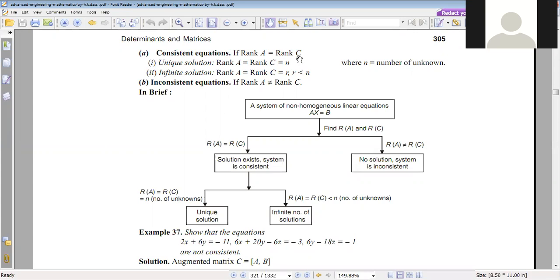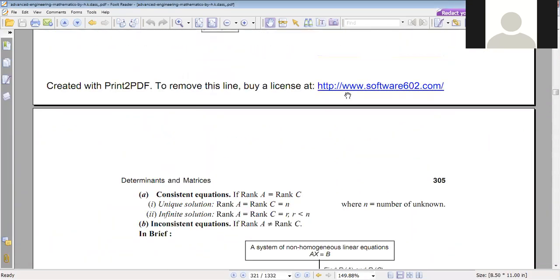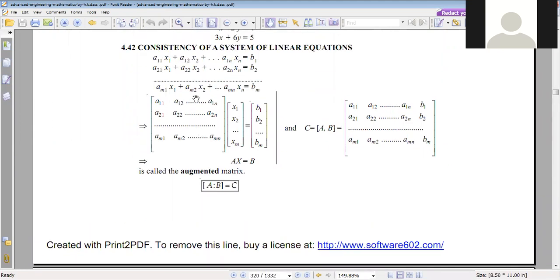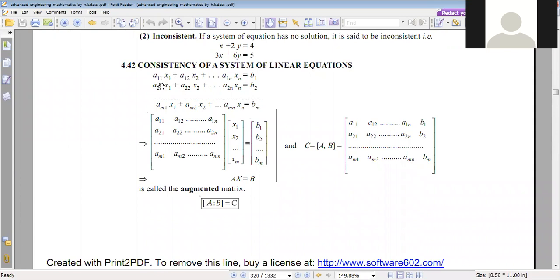So rank of A means what? A is the matrix. A is this matrix, the matrix obtained by taking the coefficients of the variables, a11, a12, and so on. This is the matrix A, and this is the matrix B. Clear? This matrix C means what? A augmented with B. This matrix is called the augmented matrix.